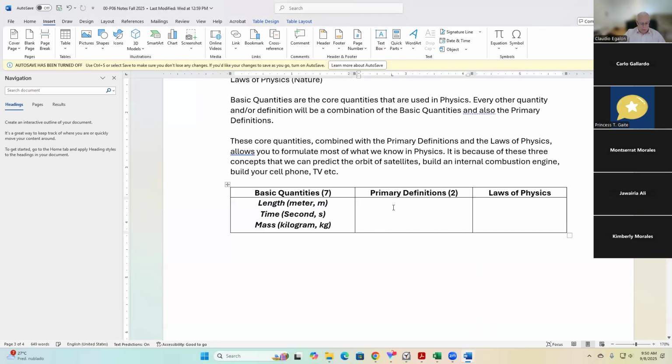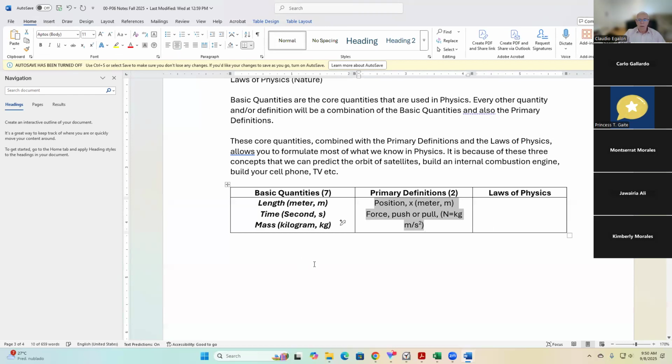So what are the primary definitions? The first is the position of an object, which is also measured in terms of length, but it's not length. Length is a scalar quantity. Position is measured in terms of length, but position is a vectorial quantity. And one more thing, position can be negative or positive. A length cannot be positive or negative. Neither can time nor mass. There's no such thing as a negative mass or a negative time or a negative length.